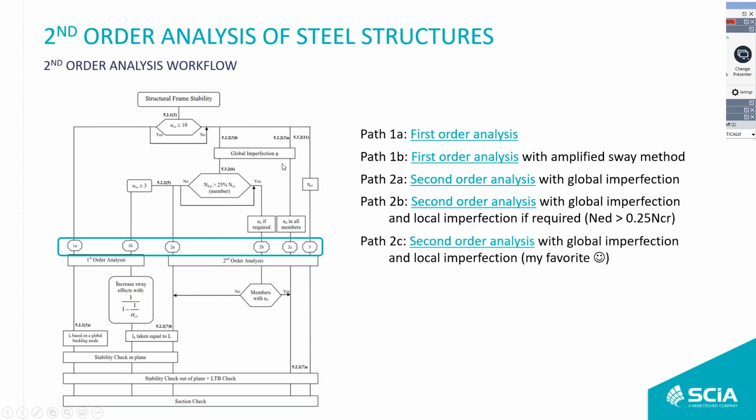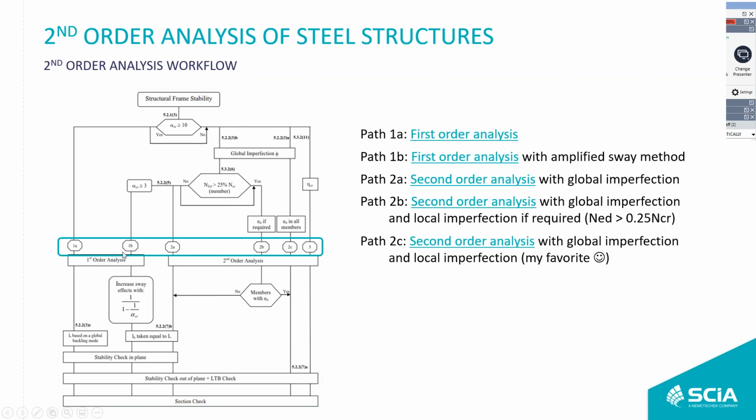Then we have path 2C, which is my favorite, and which is the one I will explain to you guys, because this requires a lot of effort from the user to verify whether your normal force is higher or lower than 25%. There's a lot of manual work involved in it. While 2C is basically just saying, okay, I'll apply global and local imperfection, and that's it. I shouldn't worry anymore about flexural buckling. You just apply it everywhere and be done with it.